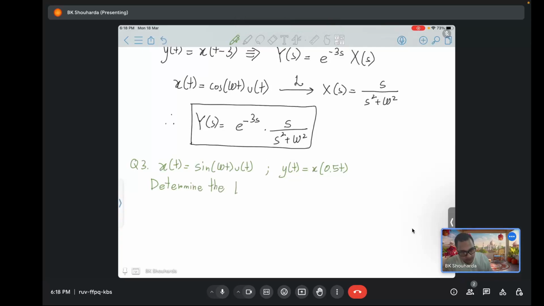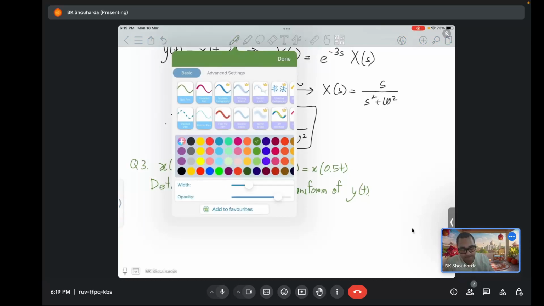the Laplace transform of y(t). So again we will first define the property. Okay, so we will first define the property and then we will find the actual numerical value.